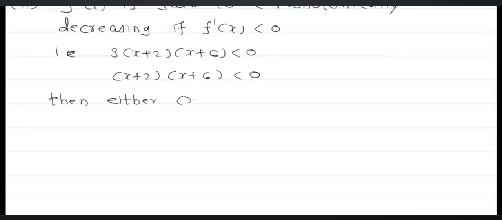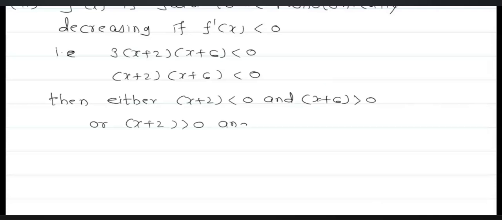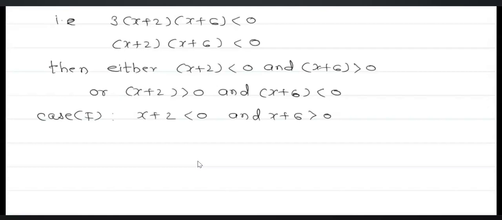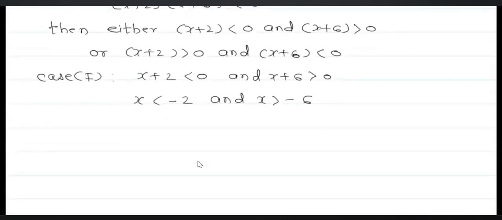Then the product of these two terms is negative, which means one is positive and another is negative. In this case, x plus 2 is negative and x plus 6 is positive, or x plus 2 is positive and x plus 6 is negative. Now, in the first case, x plus 2 is less than 0 and x plus 6 is greater than 0. That is, x is less than minus 2 and x is greater than minus 6.